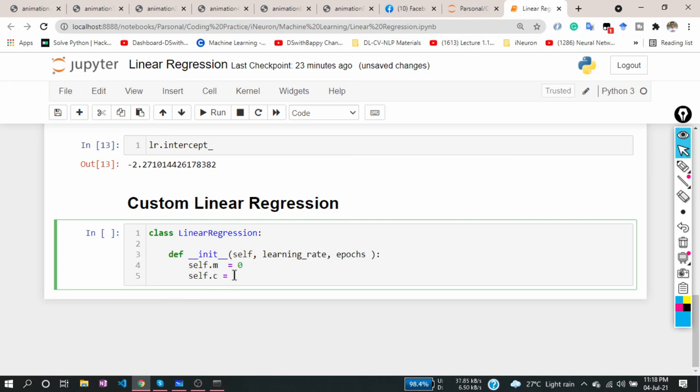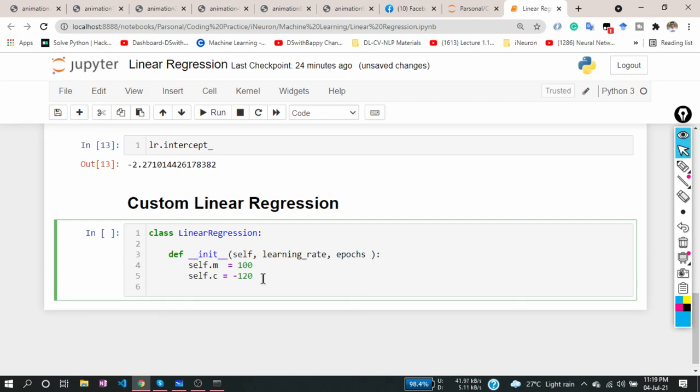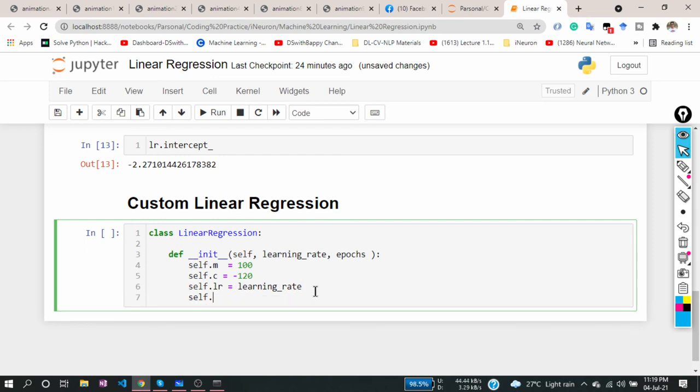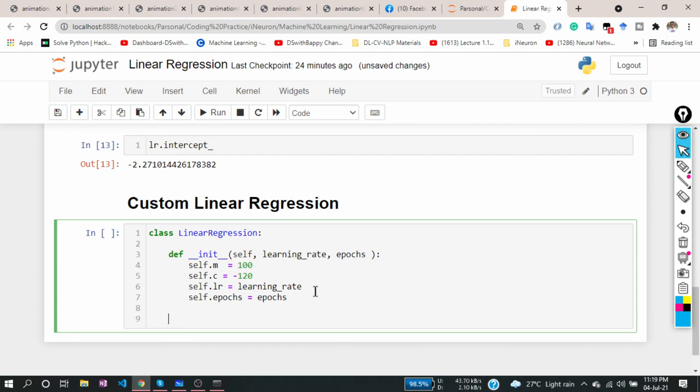Now let's define the C. C is an intercept, right? So let's say C is equal to, randomly I have taken 100, and C is equal to minus 120. We are not supposed to wait a long time, because I have taken a large value, it will automatically converge. Now let's define self.lr. LR means your learning rate. Learning rate is equal to what comes from here, this is your learning rate. Then self.epochs equal to epochs. So I have done my constructor.